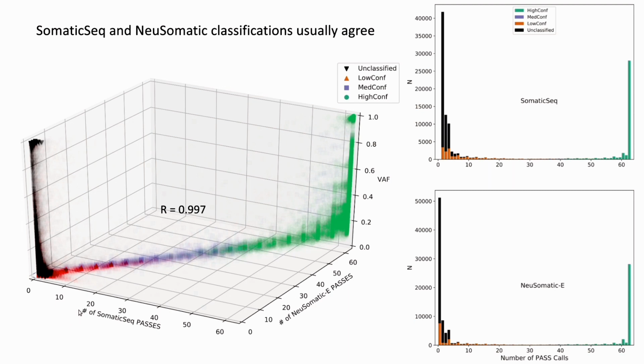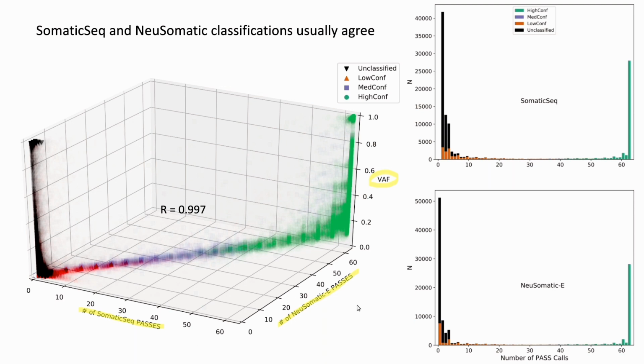The figure on the left is a scatter plot for each mutation call. The x-axis is the number of times out of a total of 63 that a mutation has been labeled as a pass by SomaticSeq. The y-axis is the number of times the same mutation has been labeled as a pass by NeuSomatic. The z-axis is its VAF. Almost all of the data points on the XY plane fall right onto the perfect XY diagonal line, visually demonstrating that SomaticSeq and NeuSomatic almost always agree.